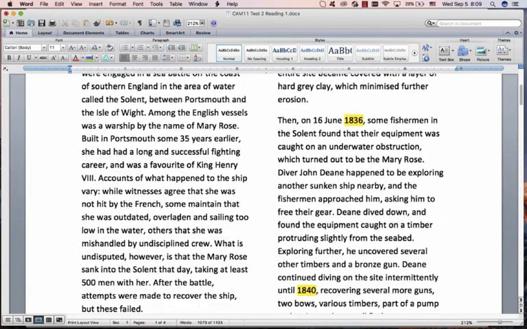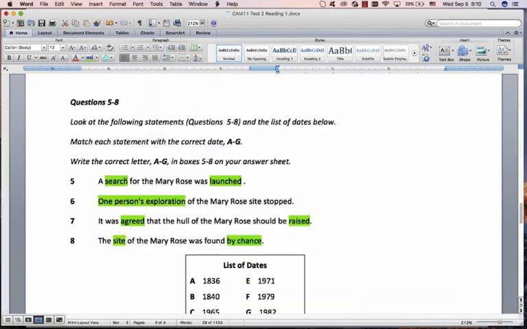What happened in 1836? Some fishermen found their equipment was caught, which turned out to be the Mary Rose. So some guys were fishing, their equipment, maybe their fishing nets, was caught on something underwater. Turned out to be means it was unexpected. They didn't think it would be, but it was the Mary Rose. Did they start searching for it? No. One person? No. We're talking about fishermen. No. Nothing stopped there. It was agreed by many people. Should be raised. No. The site was found by chance.